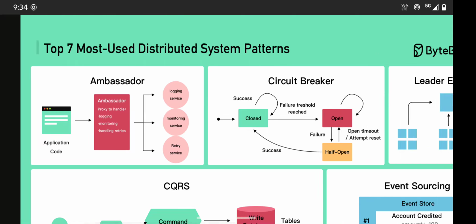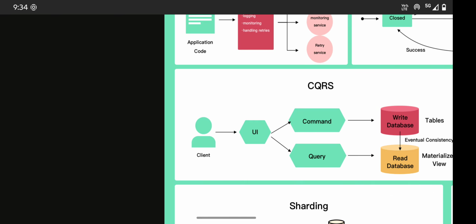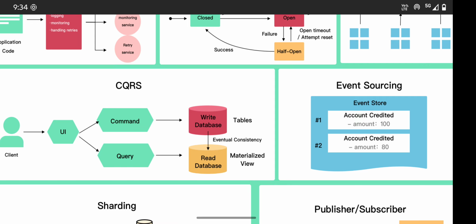So what you need to do here is separate both. The write logic is a command. We can call it a command as per the design pattern, and the reading part a query. So there is a UI, and users are trying to register, users are trying to submit some data. Then the command service will get executed. It will actually write the data to the write database.